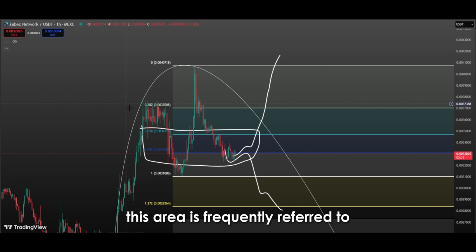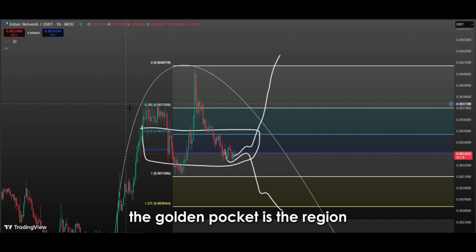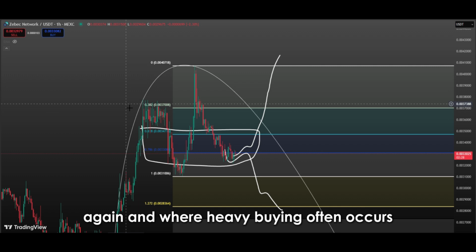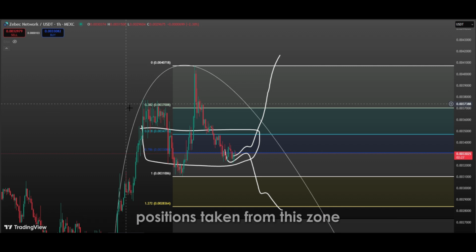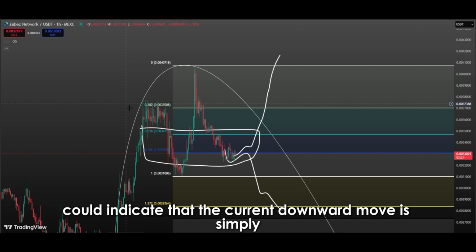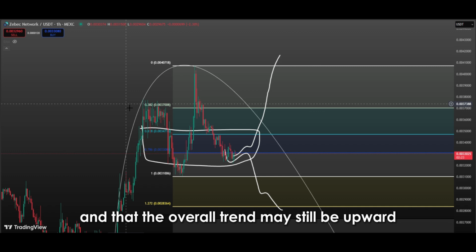This area is frequently referred to in the investment world as the golden pocket. The golden pocket is the region where investors expect the price to reverse upward again and where heavy buying often occurs. Positions taken from this zone can yield significant gains both in the short and long term. The fact that the price has reached this zone could indicate that the current downward move is simply a correction and that the overall trend may still be upward.